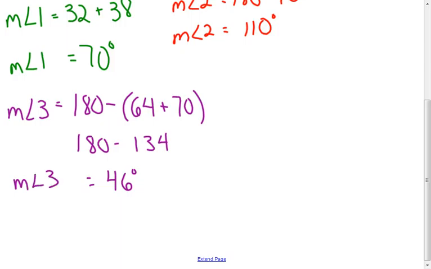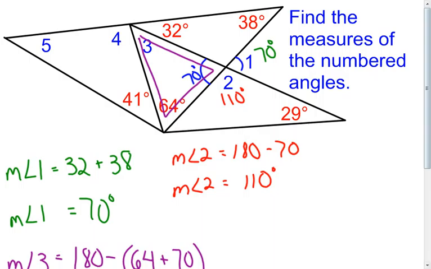I'm going to go back to my picture. I'm going to put that 46-degree angle right by angle 3. Therefore, I won't forget it. Let's get rid of that so it doesn't confuse me later. Now I'm going to go to the measure of angle 4. And I have a couple different ways to do this.